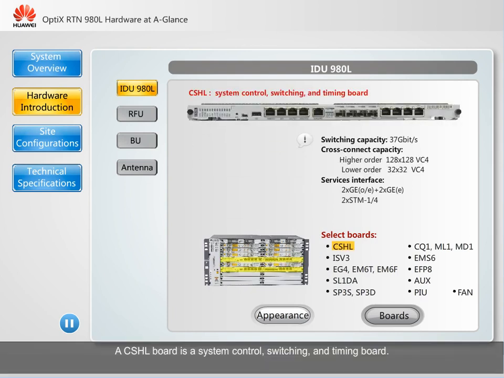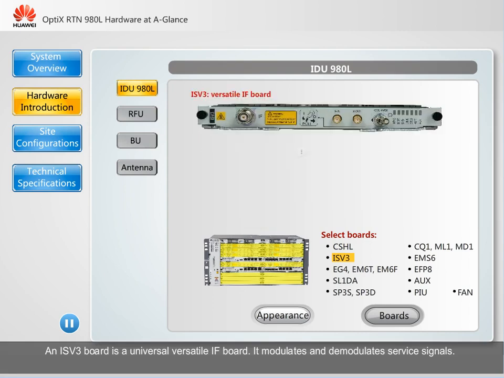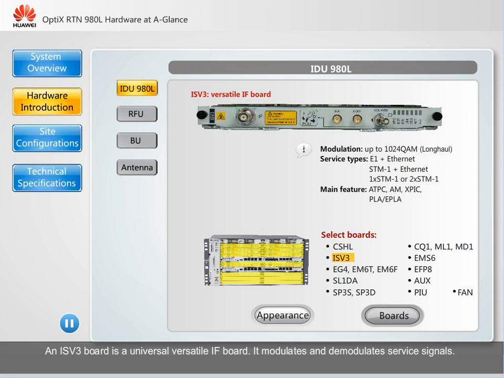A CSHL board is a system control, switching and timing board. It provides system control, packet switching and TDM cross-connection functions. It also provides Ethernet and SDH service ports. An ISV3 board is a universal, versatile IF board. It modulates and demodulates service signals.